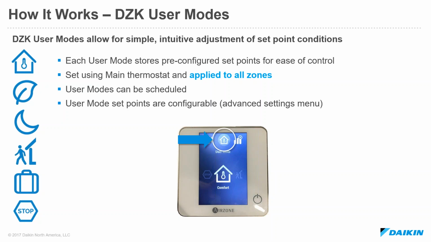So when the user adjusts the user mode on the main thermostat, or this is also something we can send via the BACnet card, when this user mode is set, these preset commands are applied to all zones on the DZK. So just keep in mind that the main thermostat can control these. They can also be scheduled, and we can configure certain settings for these user modes in the advanced setting menu of the thermostats.